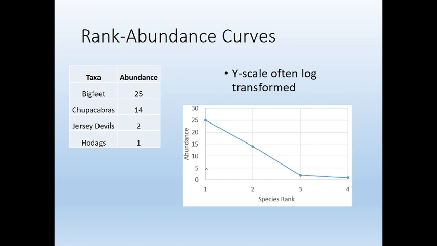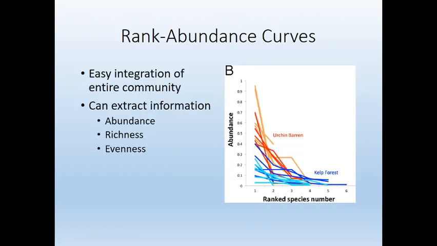What it does then is it allows you to really quickly integrate how the whole community with lots of different species is organized, and whether it's really even or not so even. And really, you can extract a whole lot of numbers out here. And just looking at these things, what do you think about urchin barrens versus kelp forests? Just think about it for a second.